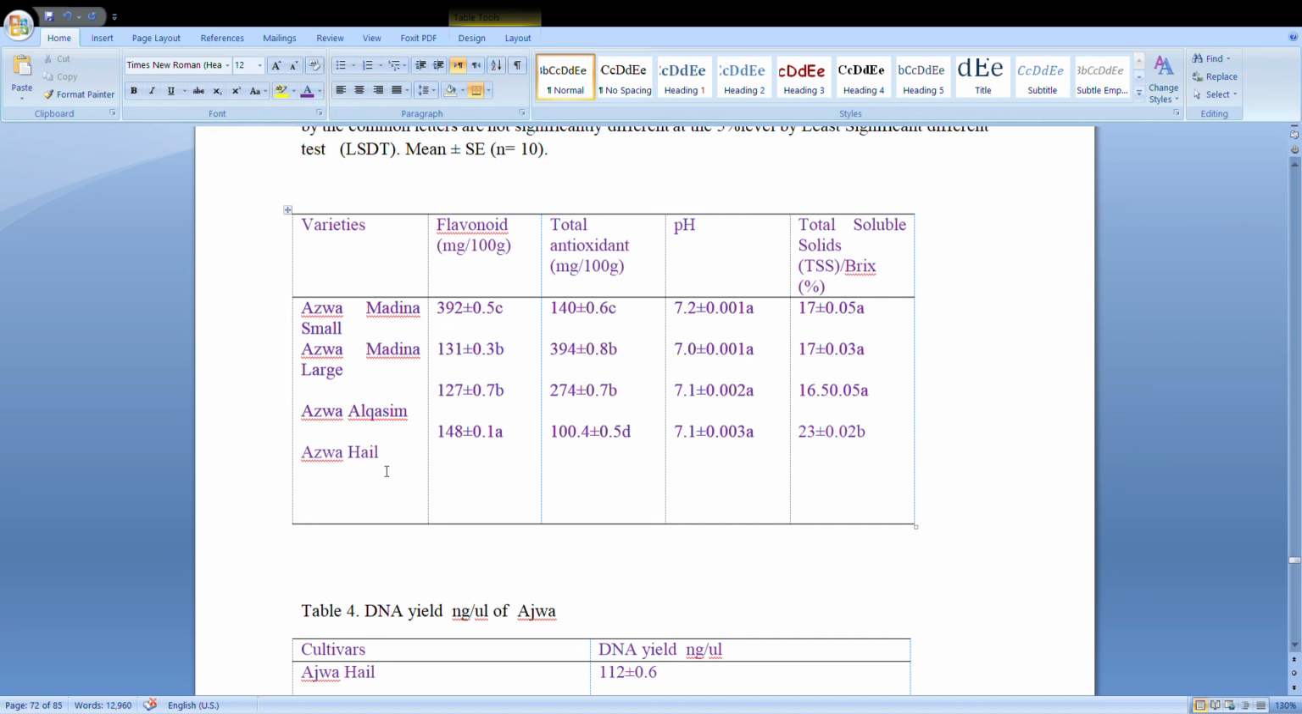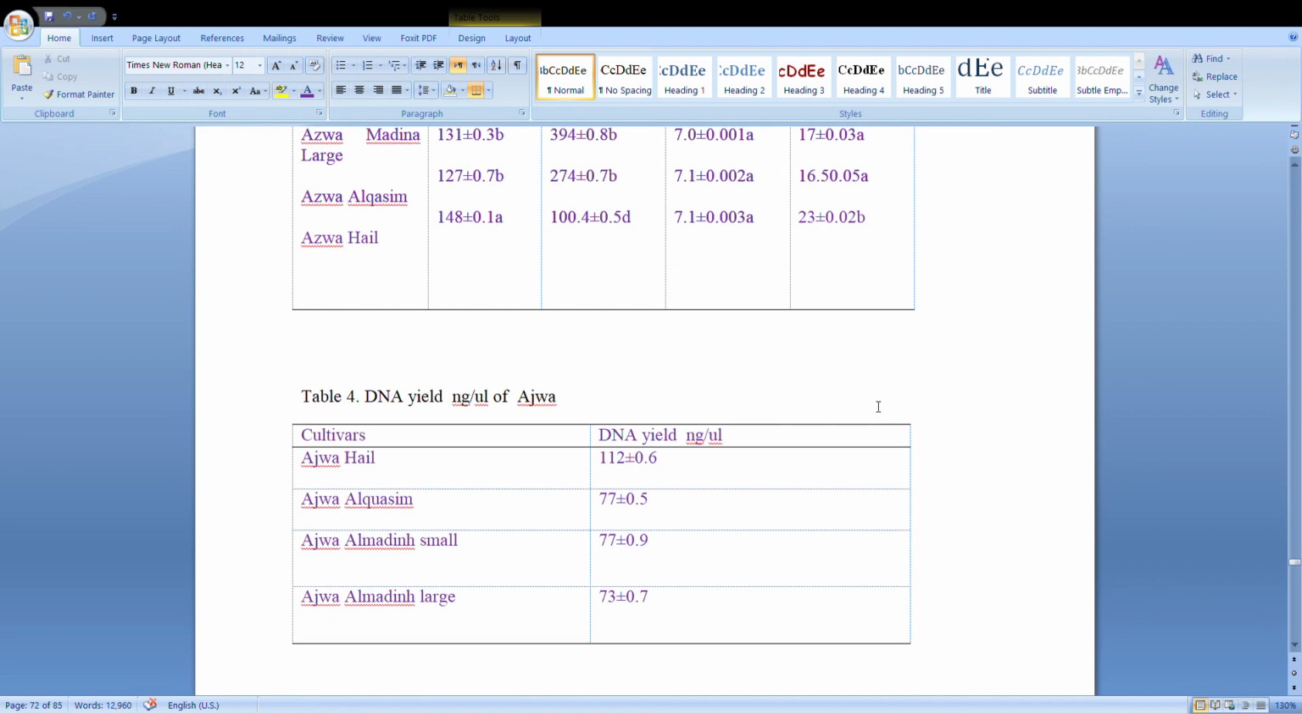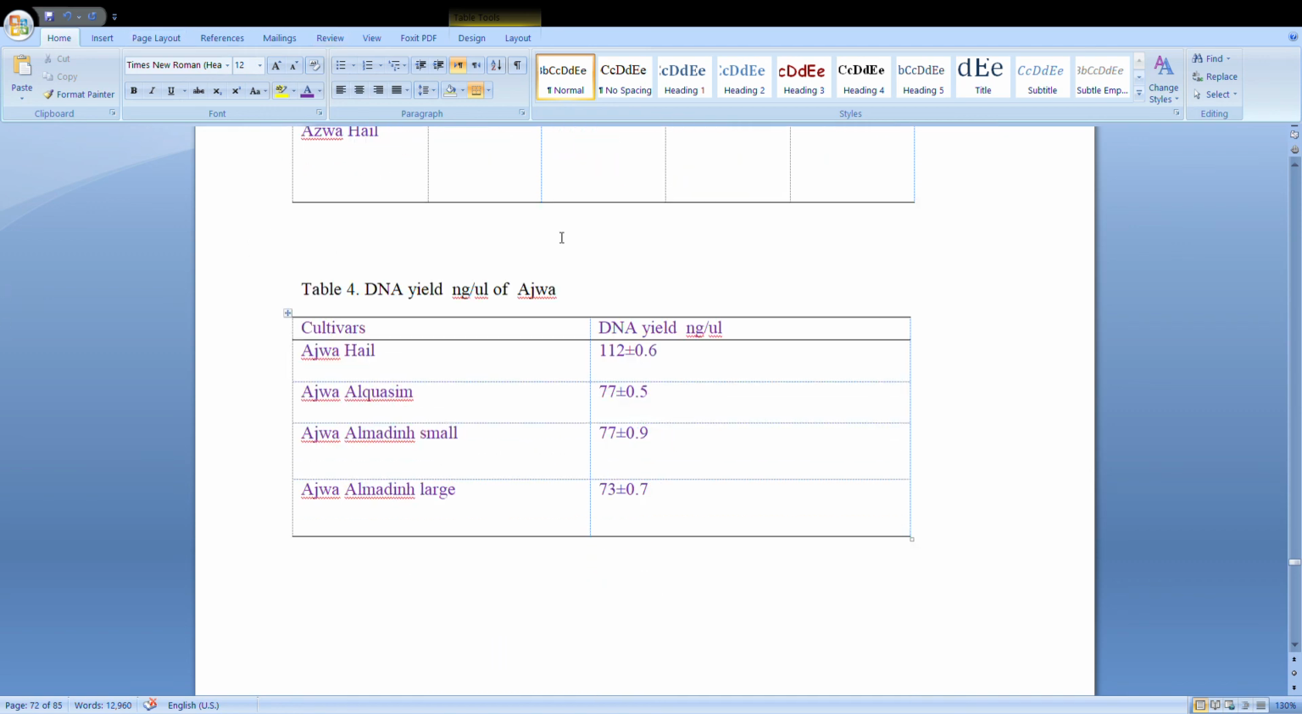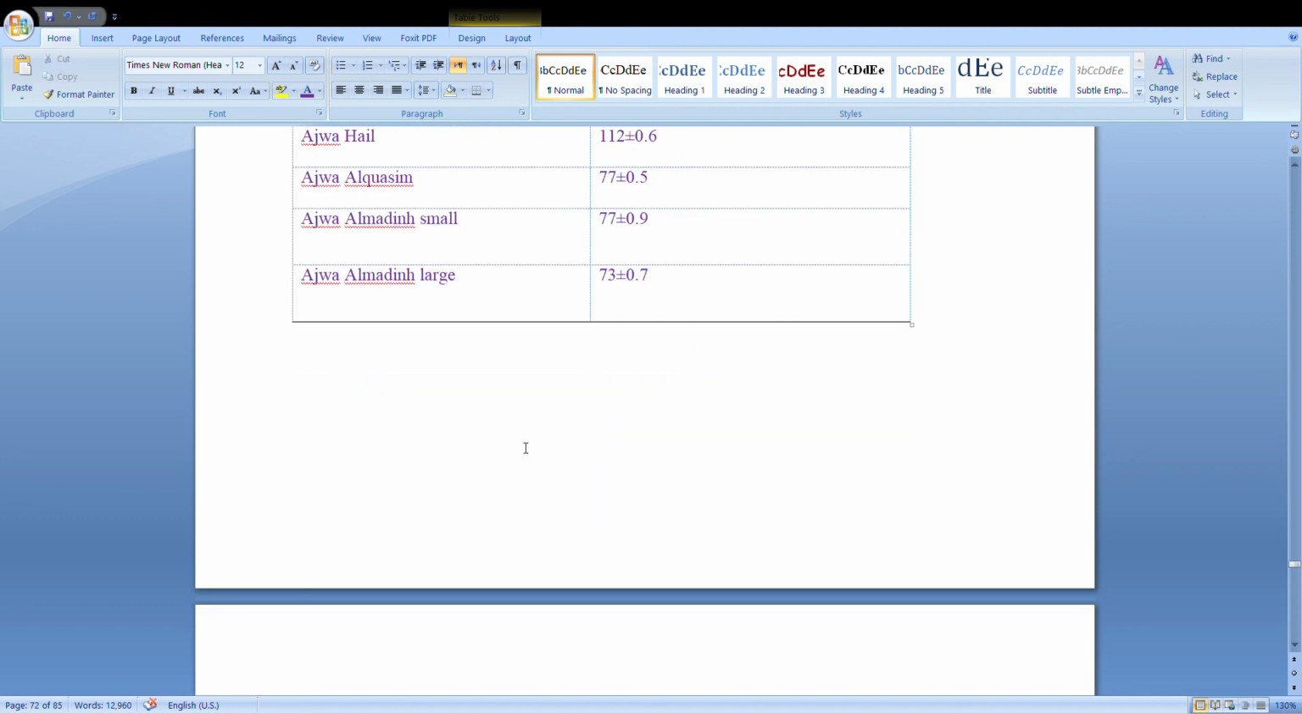Then Al Qasim, Hile, total antioxidant was found highest in Madina large. Then Al Qasim, Hile, and pH content is also higher in Madina small than others, but there is no significant difference. And total soluble solids are higher than in the other types. So for DNA, we found the Madina one is higher than the others, Al Qasim and Hile.